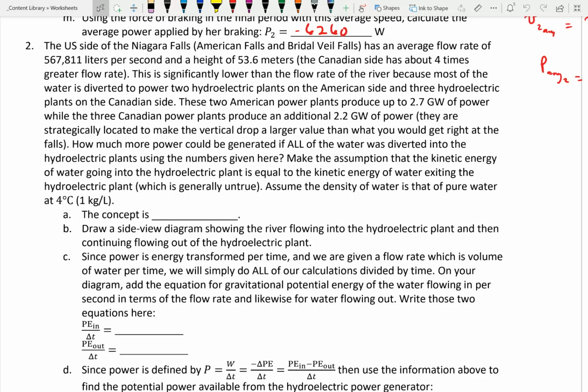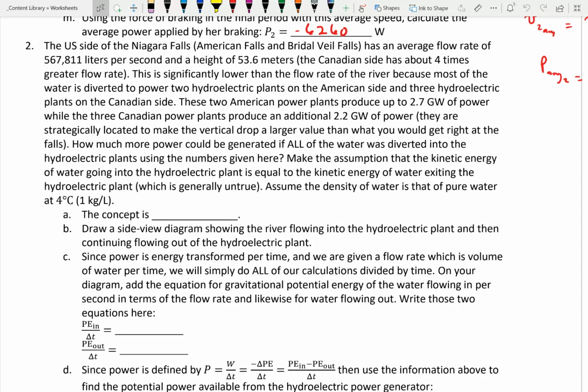Now what we are going to do is calculate how much more hydroelectric energy could be created if the water is basically still at the top and basically still at the bottom. And it flows in and flows out at the same speed. And we just convert the potential energy into electricity. And we're going to assume the density of the water is that of pure water at 4 degrees Celsius, which is 1 kilogram per liter.